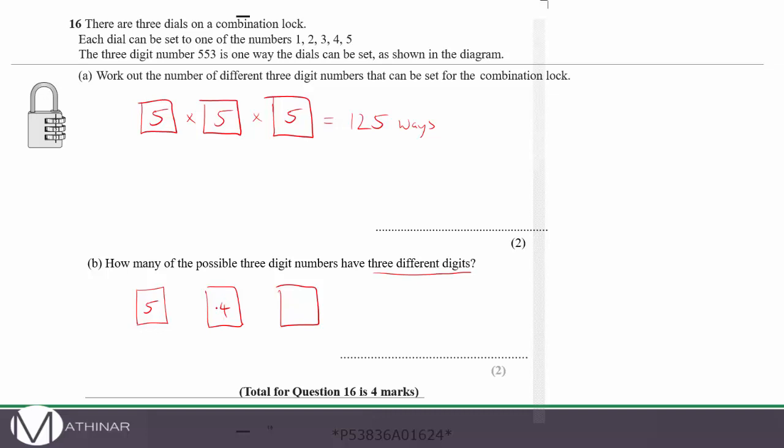And now for the third number, this third number has to be different to this number and to this number. So instead of 5 ways for this one, there's going to be 3 ways for this one. And all we do is we multiply them together, giving us 5 times 4, which is 20, times 3, which is 60. So there are 60 ways of doing this with 3 different digits.